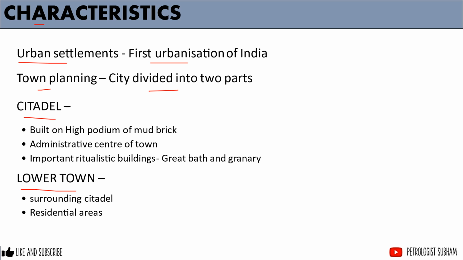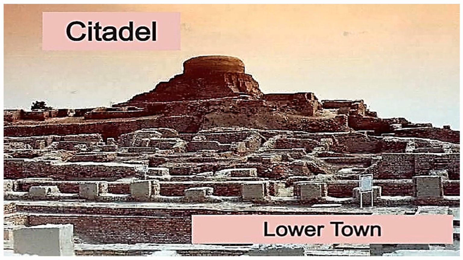The citadel was built on a high podium of mud brick. The administrative center of the town was also at the citadel, and some important ritualistic buildings like the great bath and granaries were situated in this region. The surrounding region was known as the lower town, which surrounded the citadel and also held the residential quarters of the people of the Indus Valley.